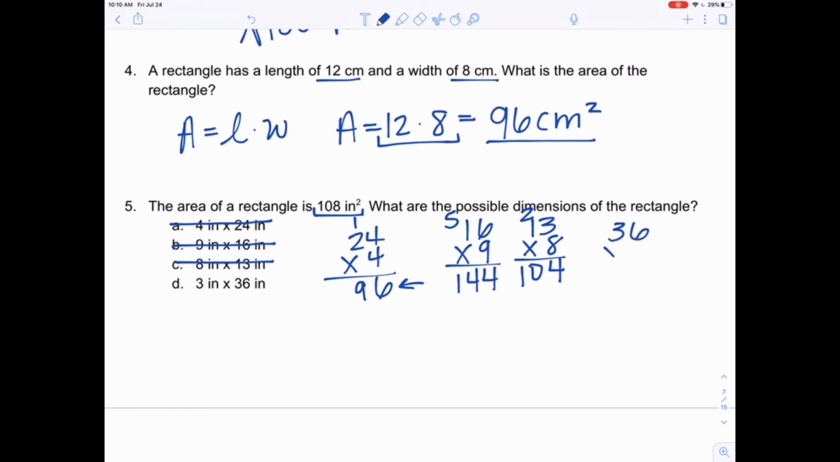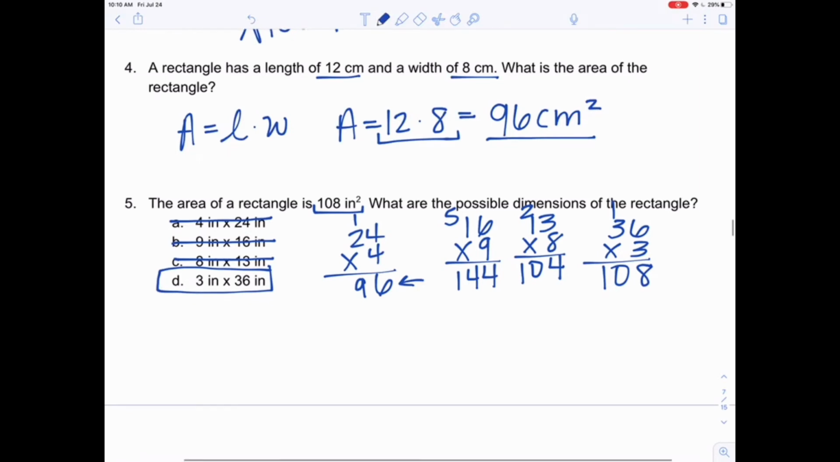It must be 36 times 3. 3 times 6 is 18, carry the 1. 3 times 3 is 9, plus 1 is 10. And that is what we're looking for, 108. Okay? So when we get questions like this, what we're looking for is which one of these dimensions multiplies to give me 108. Okay, awesome. So let's keep going.